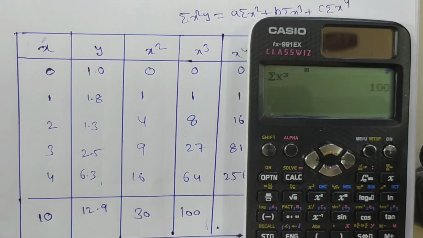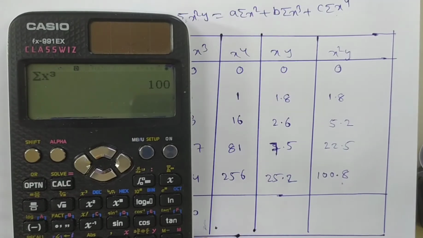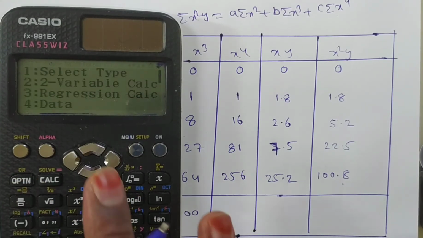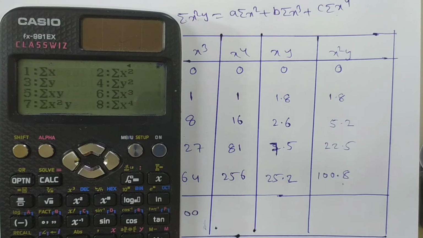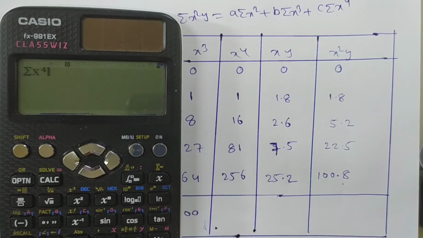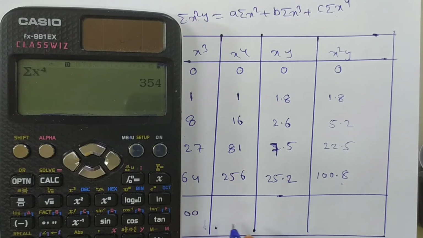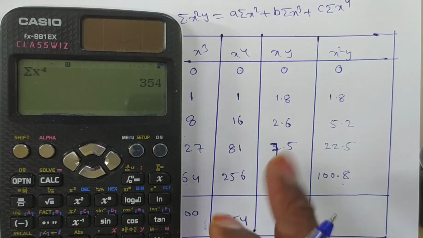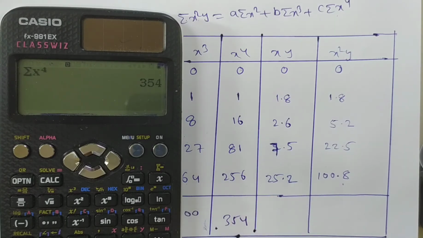Next I want summation x power 4. Now press AC. Go for options. Now down joystick. Press 1. Now summation x power 4 is which option? The 8th one. Press 8 equal to, then 354. Next you see, it is easy to add these small values, but bigger values are not easy. That is why I am explaining with the calculator.